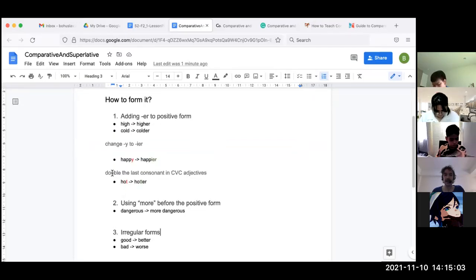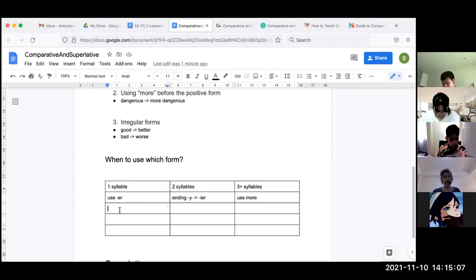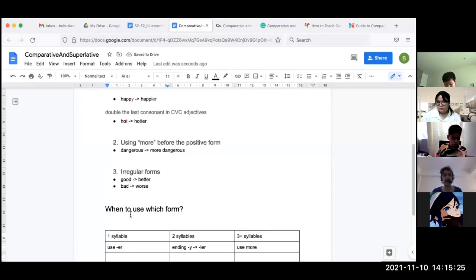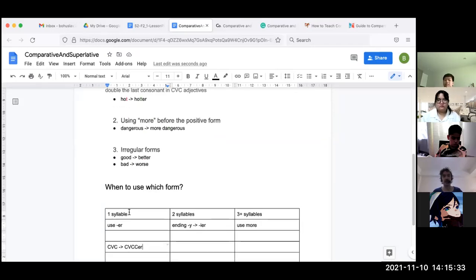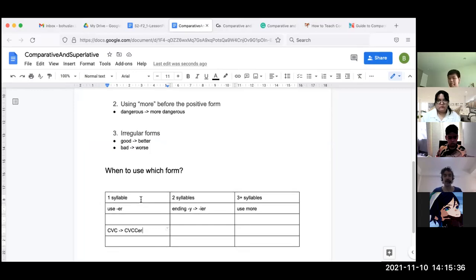If it's like CVC, you have to watch out for CVC. You have to change it into CVCCer. Yes, you double the last consonant: consonant, vowel, consonant, double the last consonant. So you have to watch out for this one. Well, if you have two syllables, then you have to check, does it end with y? If yes, you can just form it with ier, like happy, happier, okay?